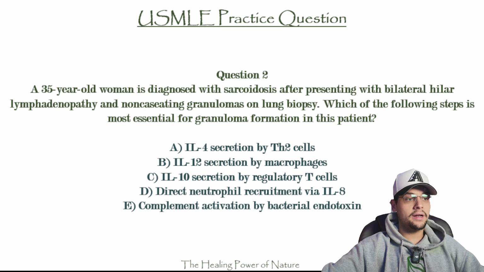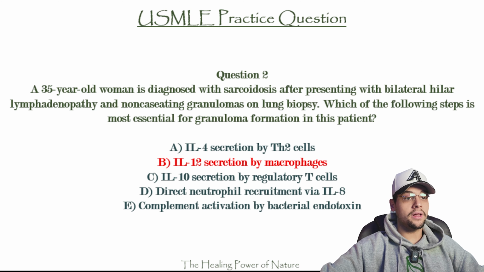I'll go ahead and give you a few minutes and then we'll come back and review the question together. So if you chose B, IL-12 secretion by macrophages, that's correct. Remember, granuloma formation begins when macrophages engulf an antigen but cannot eliminate it. They present these antigens on MHC II to CD4 positive T cells and secrete IL-12, which drives Th1 differentiation. Th1 cells then secrete interferon-gamma, further activating macrophages.